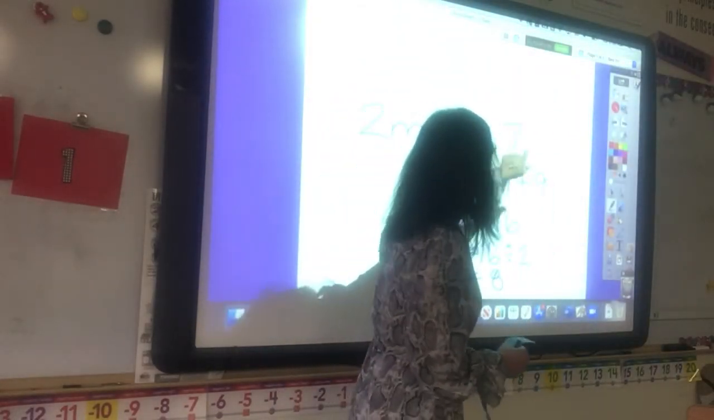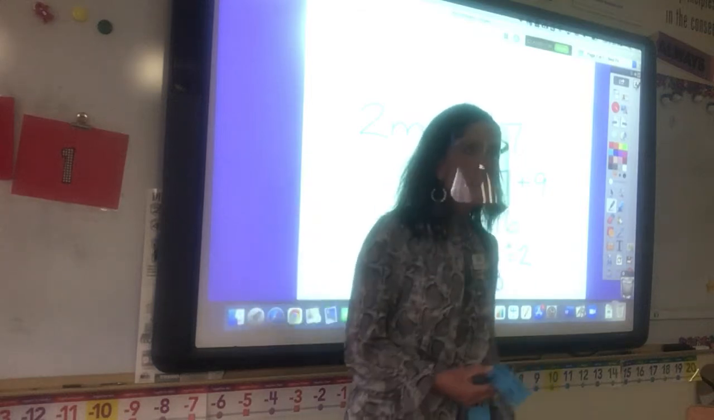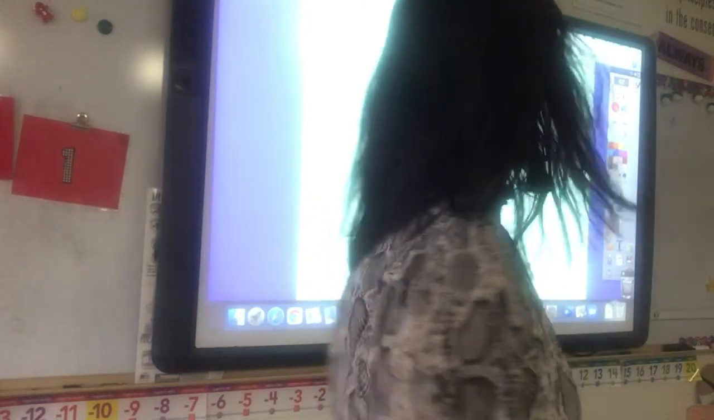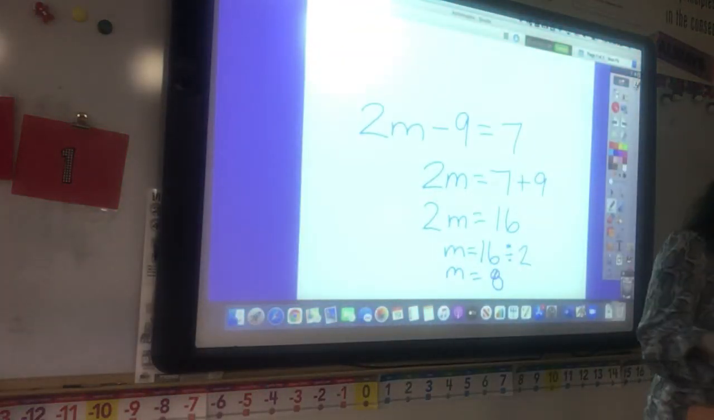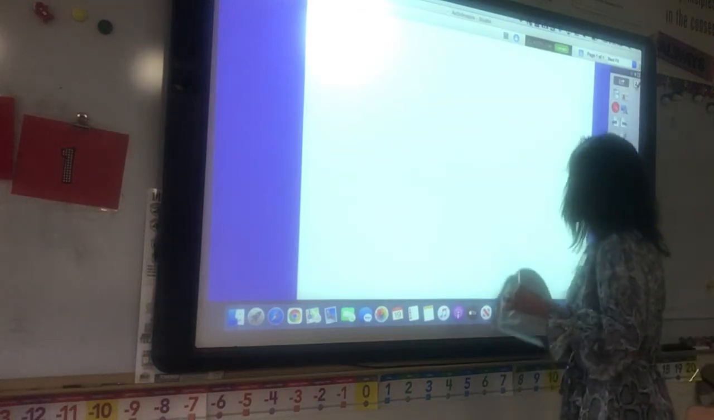Take away 9, which is 7. So we know we got it right. So if you plug it back in and it works, you know your answer is right. So you don't even have to guess, did I get it right or not? Okay, let's go to your whiteboard and we're going to try some two-step equations.